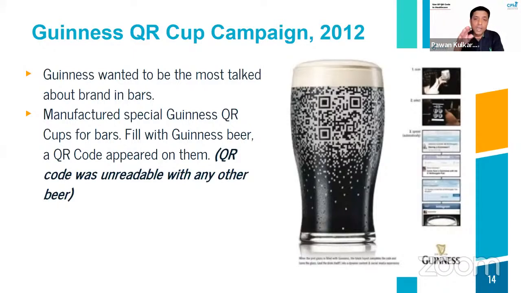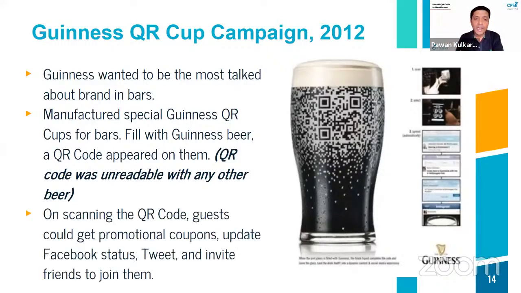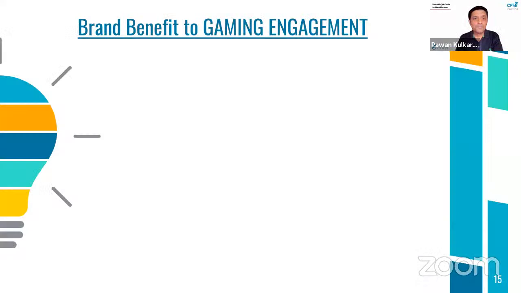Now, very interesting: this QR code showed up only when Guinness beer was poured. It was not shown when water or some other drink was poured. It was shown clearly only when their own Guinness beer was poured. So this simple, brilliant idea. And then when it was scanned, it went to a Facebook status, a tweet, inviting friends to join them, and so many engaging activities. So this was a simple beer glass.